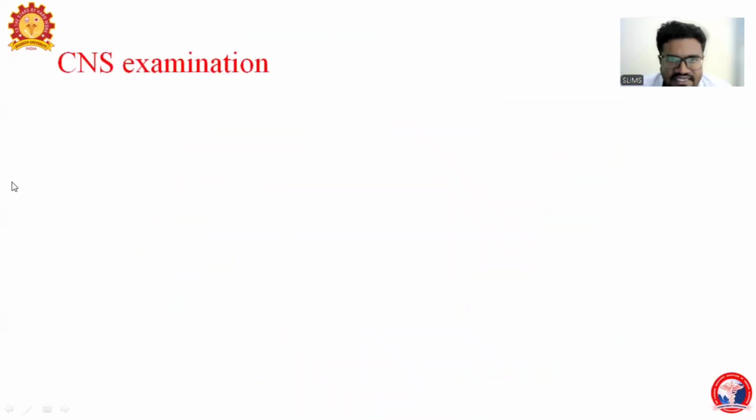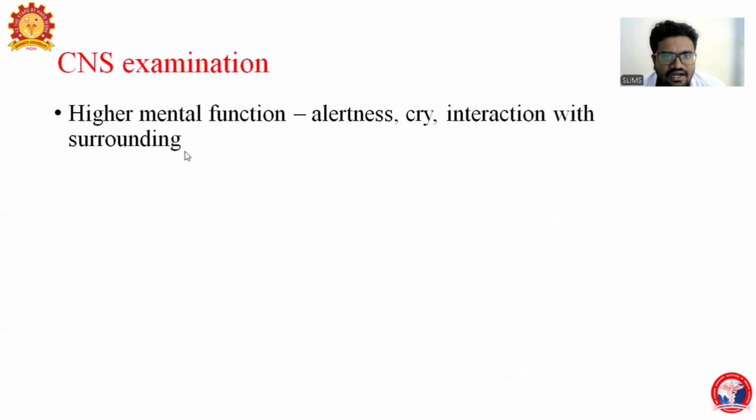Moving on to the CNS examination in the case of a floppy infant. Higher mental function is very, very important. As I discussed in the previous slide, higher mental function, like the baby's alertness to the surroundings, the cry of the baby, and the interaction with the surroundings, is very important. When there is central hypotonia, the alertness is poor and the interaction with the surroundings is very poor. But in cases of peripheral hypotonia, the baby will look alert, the cry is good, and the interaction with the surroundings is good.